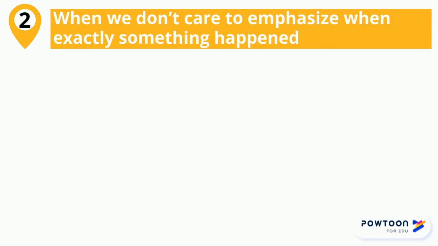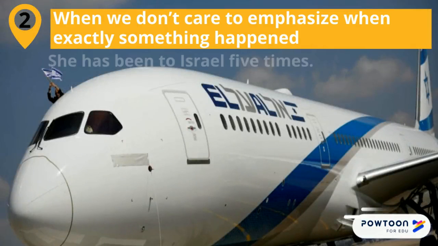The second instance to use present perfect is when we don't care to emphasize when exactly something happened. For example, she has been to Israel 5 times. We don't care exactly when she visited Israel. We are emphasizing that she has been to Israel several times. Had we said this in past simple, she visited Israel 5 times, it would suggest that she is not planning another visit to our beautiful country. Present perfect leaves it open, suggesting that she is still likely to visit Israel again.